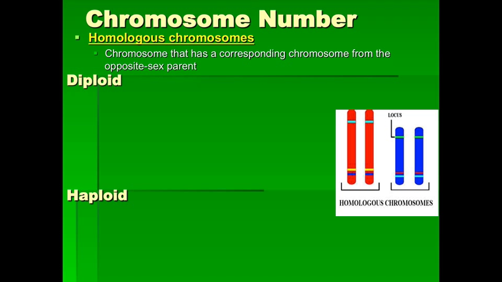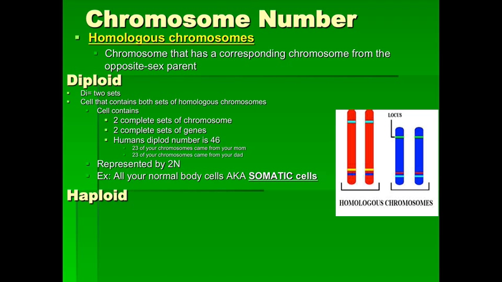They each have the same set of genes that they're going to code for, except they have different versions of them. Another quick overview, diploid meaning two sets. Diploid cells have two sets of chromosomes, one from each parent, which we're already familiar with. We also know that these diploid cells are going to be all of our normal body cells. This would be our somatic cells. So make sure you know that word right there.